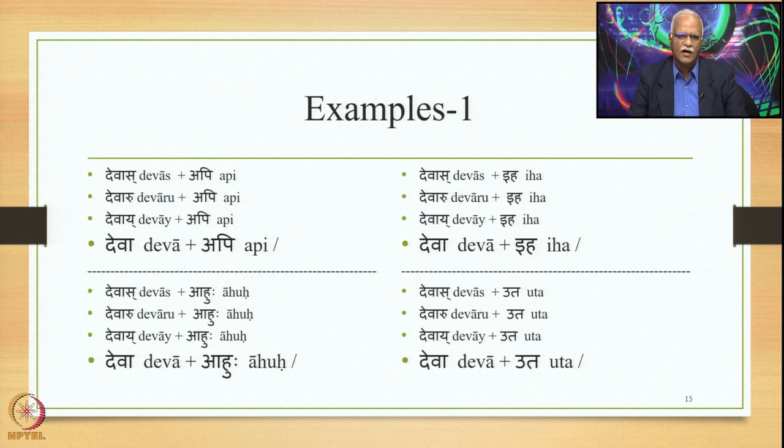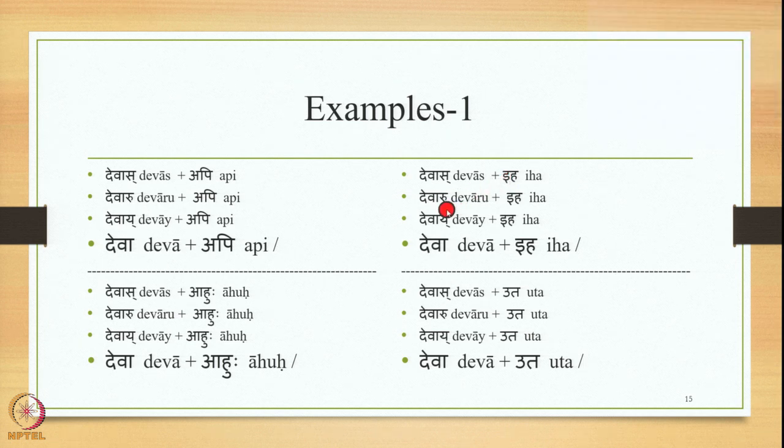So first of all, let us look at as plus a, and here are the cases. Devas plus api. In this case, sa becomes ru, ru then becomes ya, and then this ya gets optionally deleted, and we have deva plus api as optionally derived form. Then we have devas plus ahu, where as is followed by a, then sa is substituted by ru, ru by ya, and this ya is optionally deleted, so you have deva ahu. Similarly, devas plus iha, where as is followed by e, sa is substituted by ru, then by ya, and finally this ya is deleted or substituted by zero. So we have deva plus ih optionally.